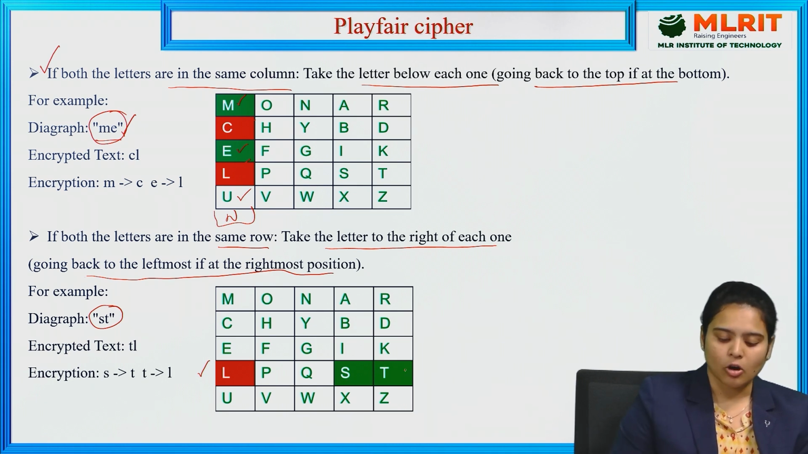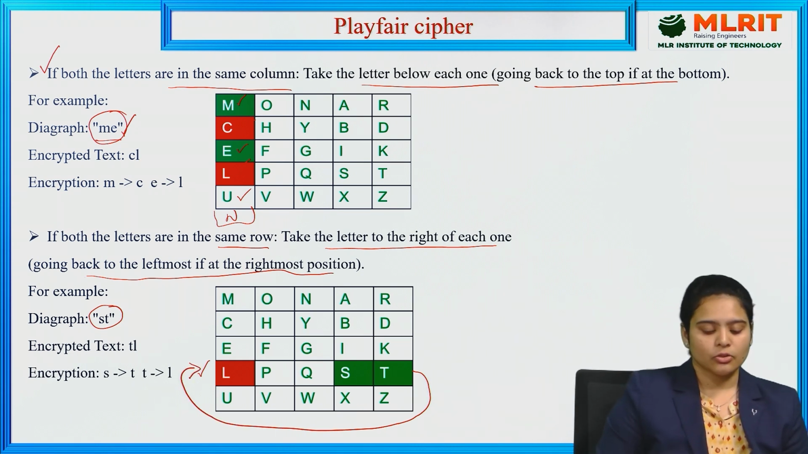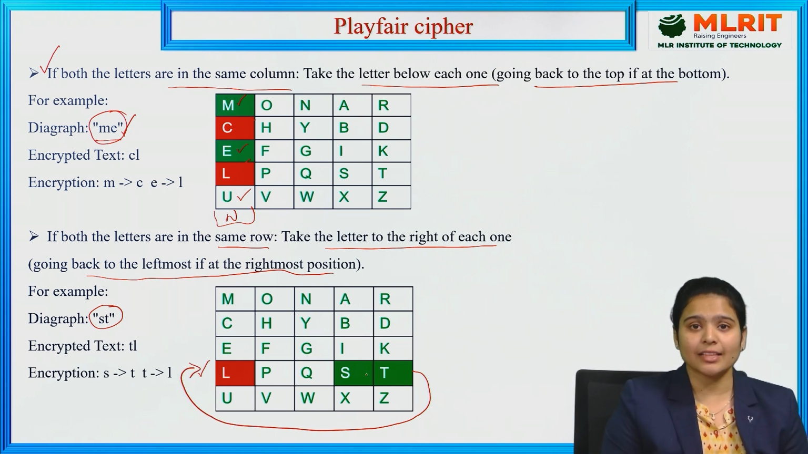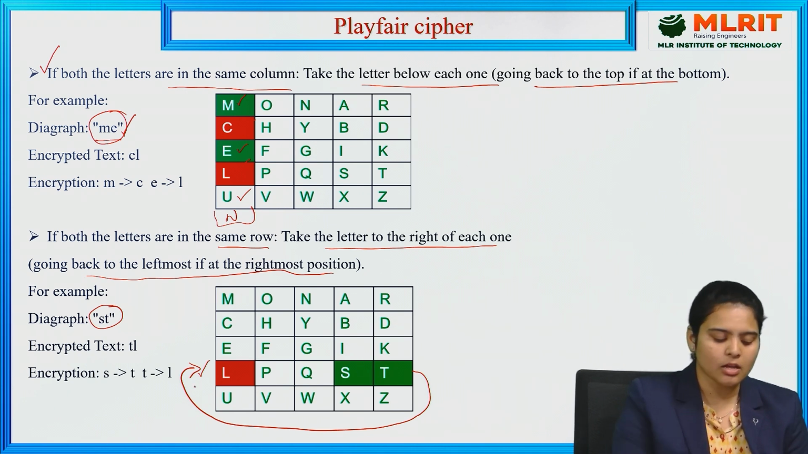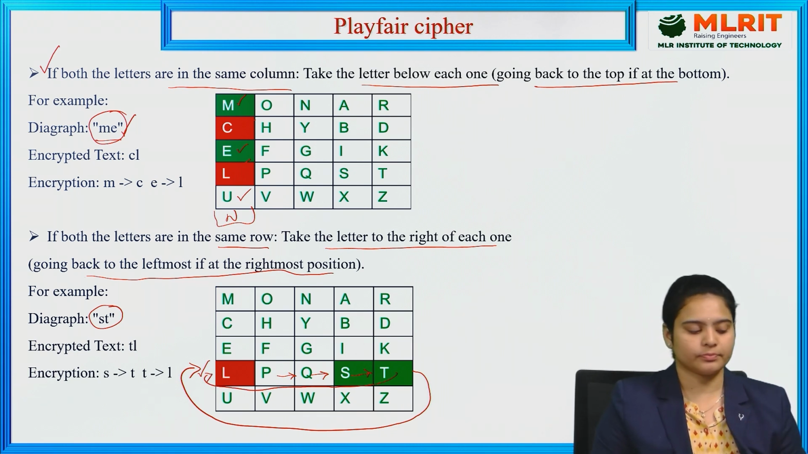Obviously, it returns to the starting stage. When it reaches the end of the row, we need to start again from the beginning of the row. For example, here P to Q, Q to S, S to T and T to L again. That is the process when both letters are in the same row.